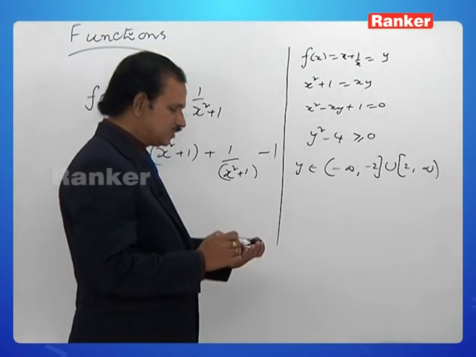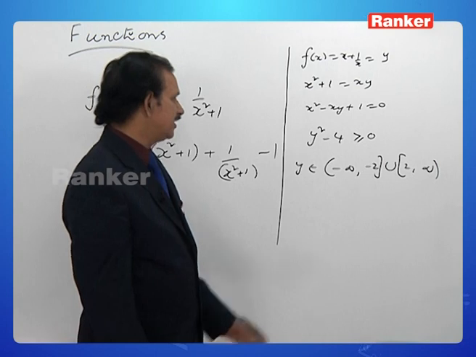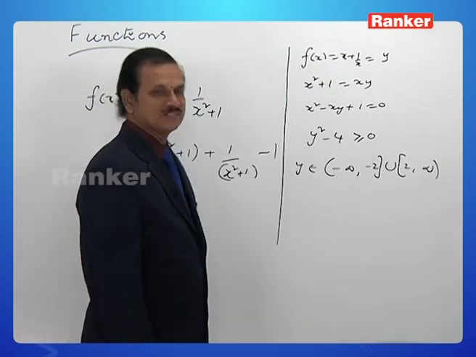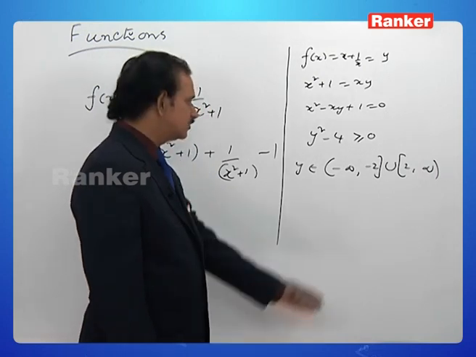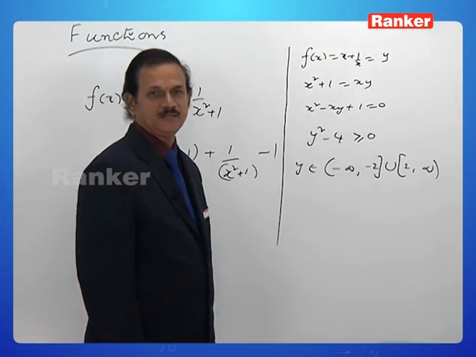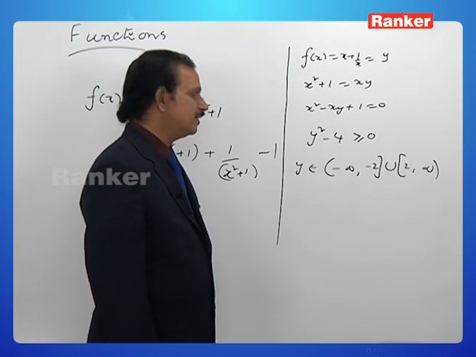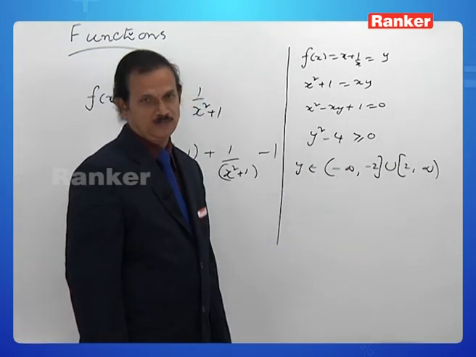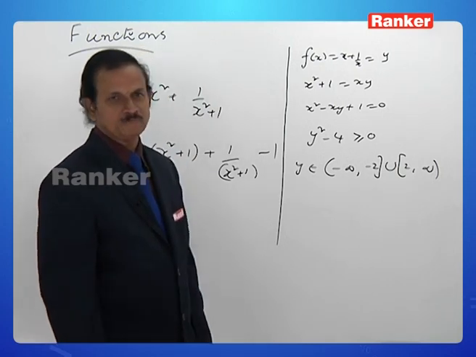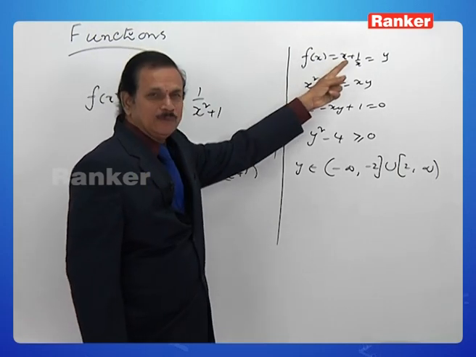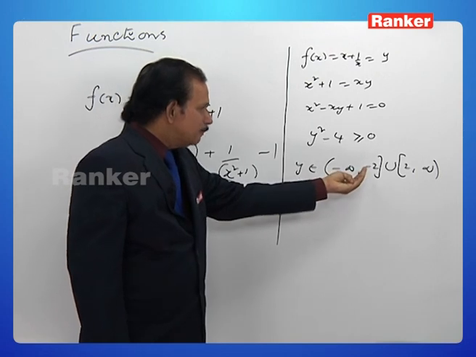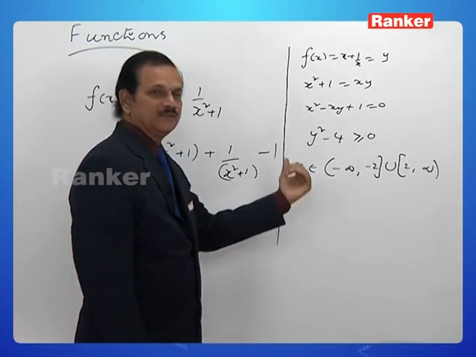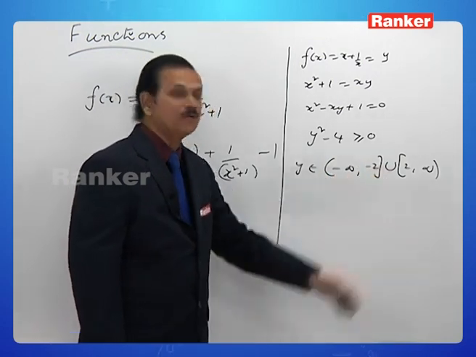It is a very easy matter to recollect that. What is y? X plus 1 by x. The expression x plus 1 by x always lies in this particular real part, minus infinity to minus 2 union 2 to infinity. Here we have to notice one more thing. If x is negative, then it lies beyond minus 2. If x is positive, it lies beyond 2, that is, more than 2.